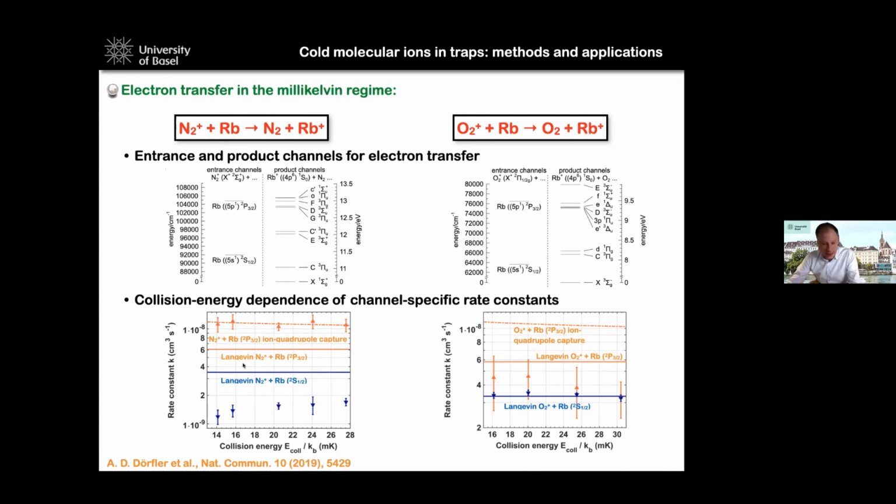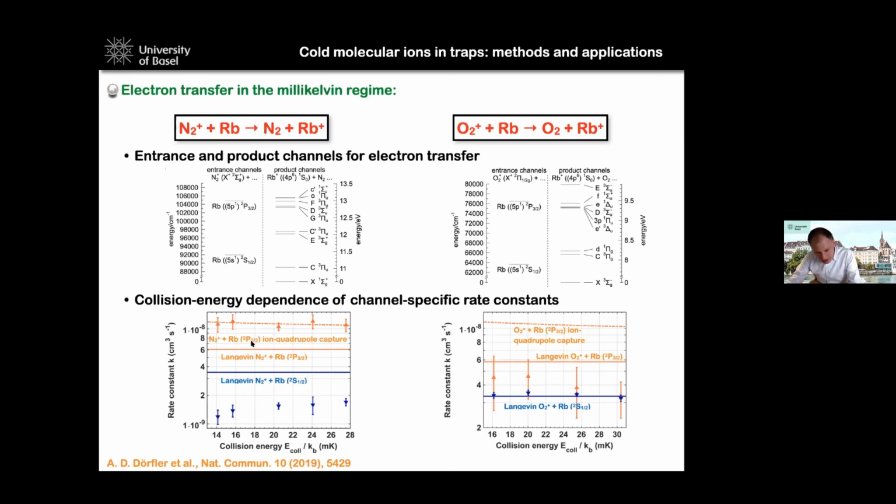And what we saw here also was that there's a massive difference, right, in the rate constants between collisions with rubidium in the ground state and with rubidium in the excited state as a function of the collision energy, and also the energy difference seems to be quite different. Now, what is the reason for that? Let's have a look at the process in the excited state first.